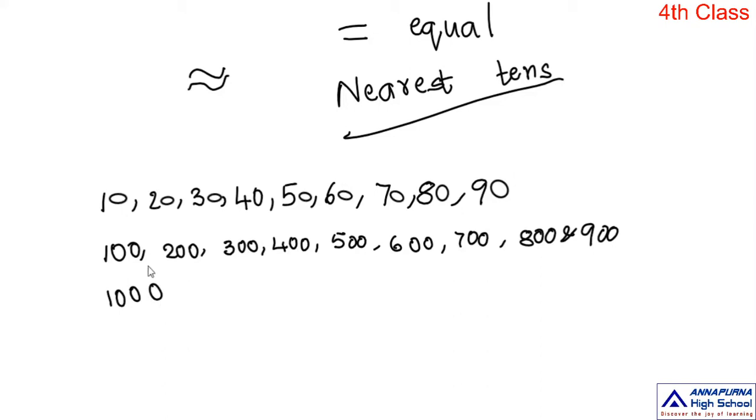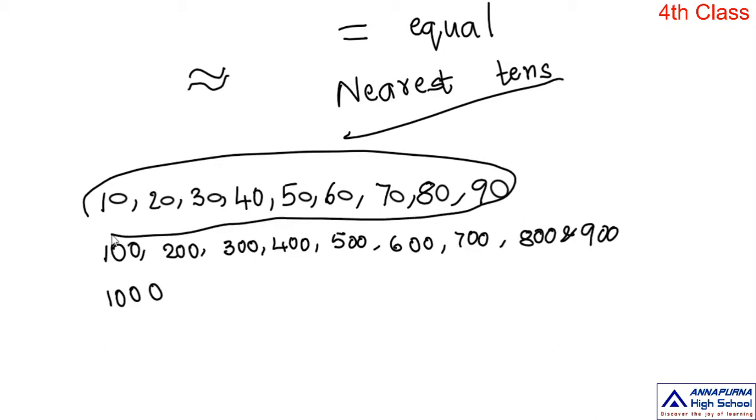So today we are going to learn these tens. What are these tens? 10, 20, 30, 40, 50, 60, 70, 80, 90. So today we are going to learn how to round to the nearest tens, children. For example, let's take one number. Before that, I want to say something.